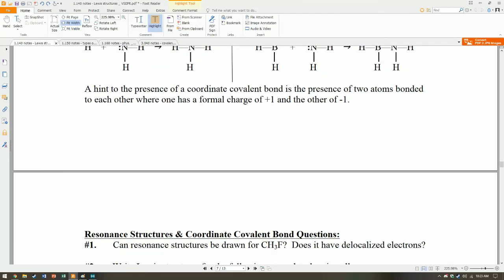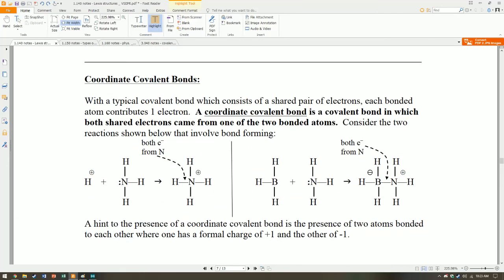And lastly, we cover coordinate bonds, which are covalent bonds where 2 electrons come from one atom, when an atom shares both of its valence electrons.